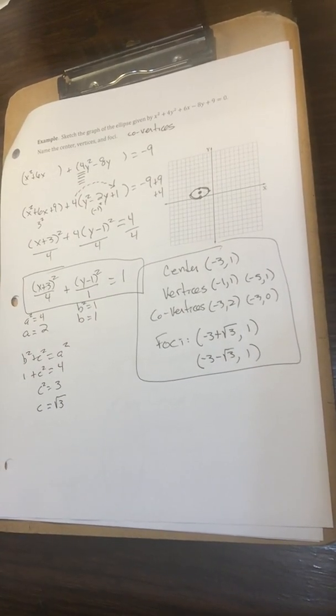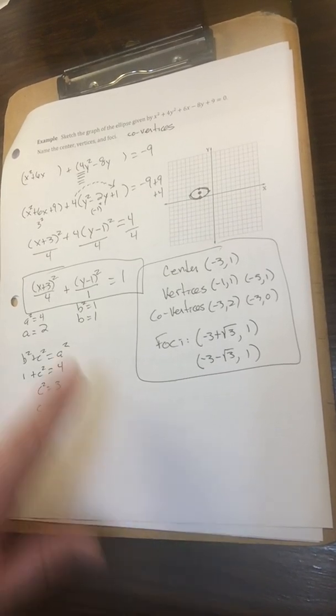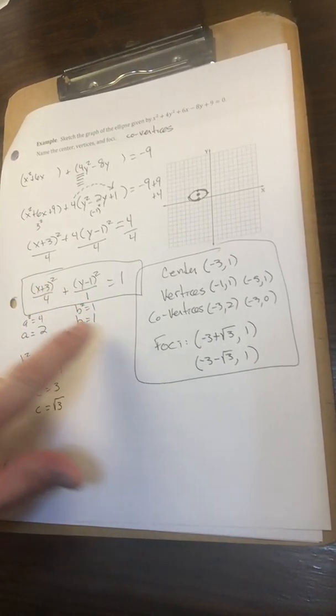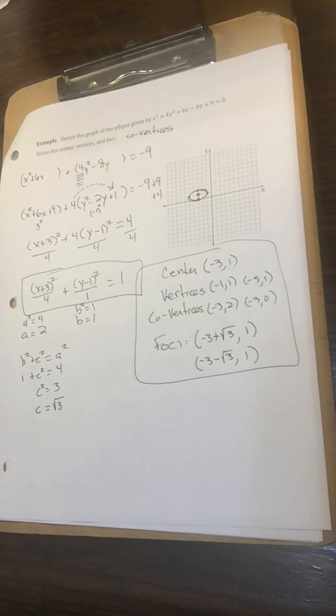That's a pretty big problem right there. Look at that. You had to complete the square twice. You had to find the center. Figure out where the major axis goes. In this case, since the bigger number is under x squared, it's horizontal. Find the vertices. Find the co-vertices. Solve for c with the Pythagorean theorem. And find your foci. That is a lot in one day.